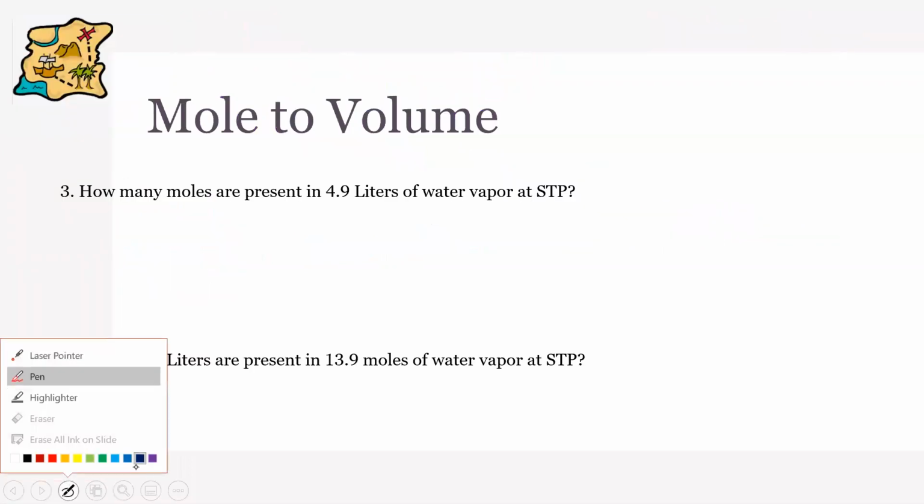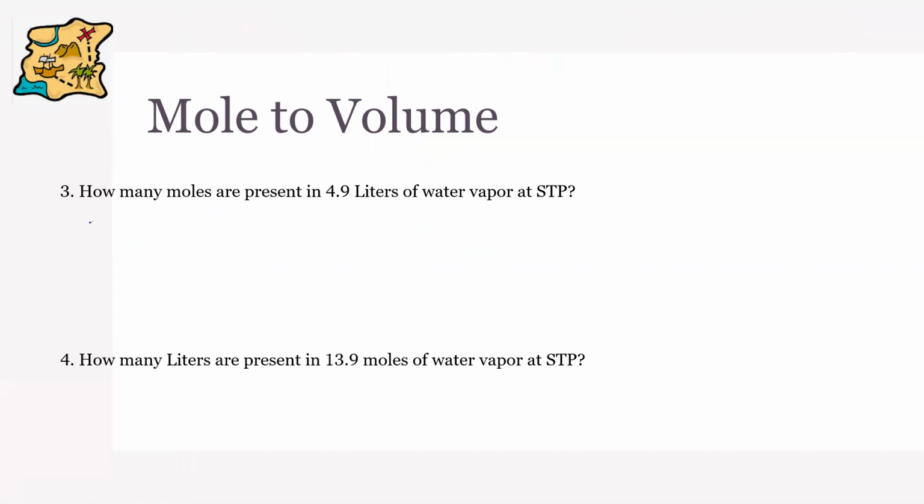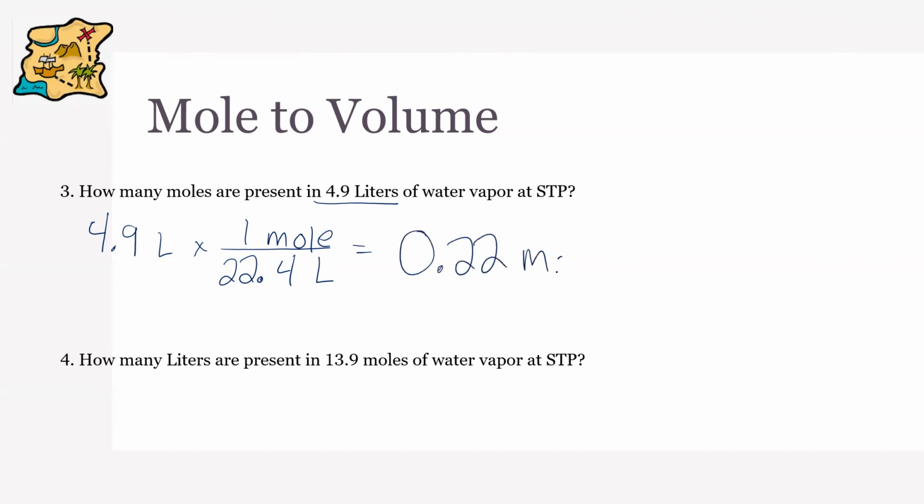So if we look here at our example problems, we start with 4.9 liters of water vapor. And like always, we'll want to cancel our unit. 22.4 will always go with liters when we're doing these conversions, and 1 will go with mole. The abbreviation for mole is MOL. If you want to put the extra E, you can. Multiplying this by 1 and dividing by 22.4, we're going to get 0.22 moles.